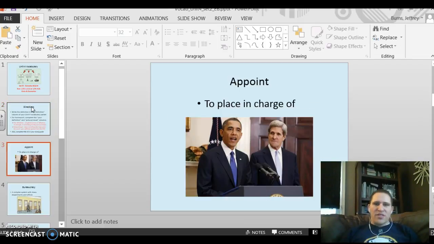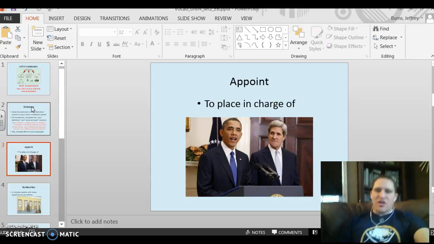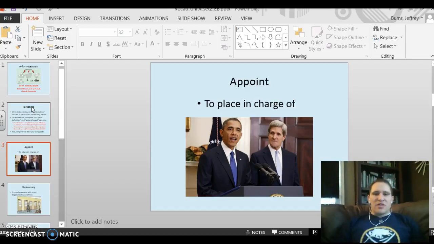The first word is appoint, and appoint means to place in charge of. So the president will appoint certain members to the cabinet, certain members to the White House staff, advisors, chief of staff, things of that nature, in order to help advise and help focus on one area of our government that they can be in charge of, so it takes a little bit of pressure off the president. So appoint means to place in charge of, and again, that person does not have to be voted in, just approved by Congress.